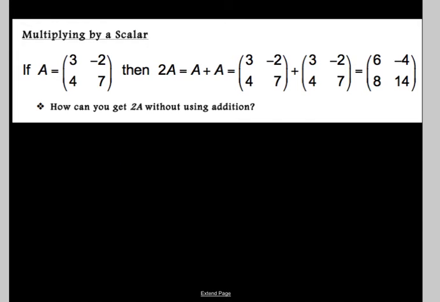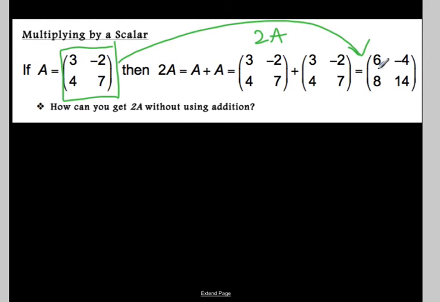Okay. The next thing we need to look at is how to multiply by a scalar. So if I have matrix A, then if I have 2A, that's really the same as taking A plus A. If I take A plus A, I would get the following matrix. We want to look at how you could get 2A without using addition. Think about it. How would you go from here to here if I wanted to get 2A? Well, notice 3 times 2 is 6, negative 2 times 2 is negative 4, 4 times 2 is 8, and 7 times 2 is 14.